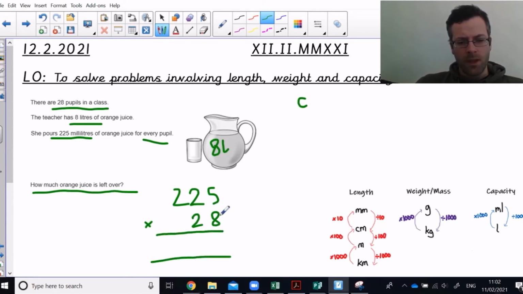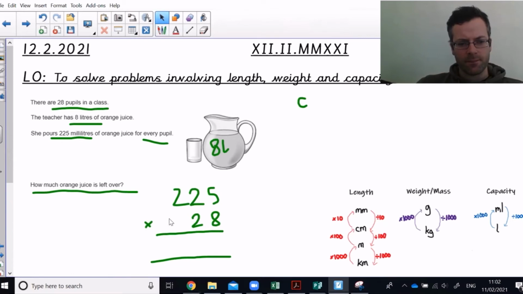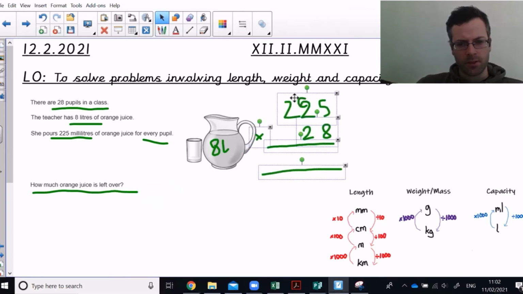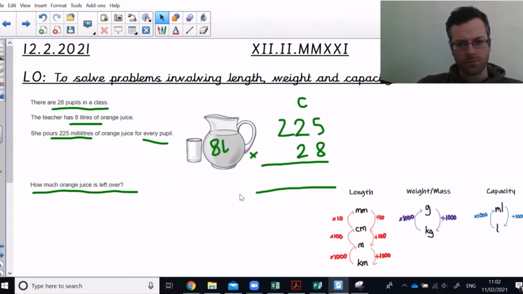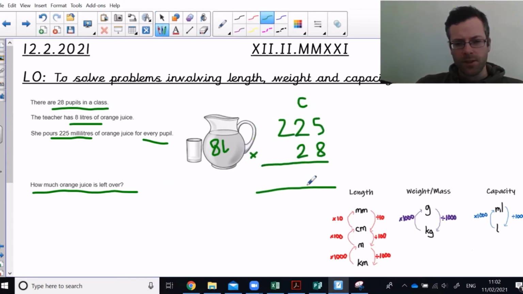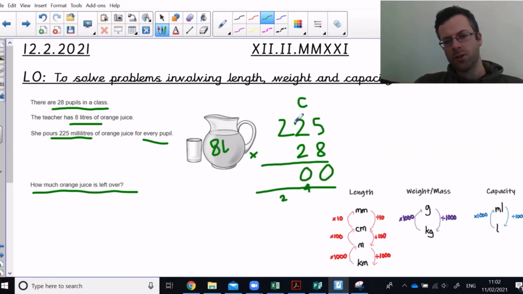Let's give it a go. 8 times 5 is going to be 40. I'm going to run out of space here. Let's drag that up to here. So 8 times that 5 is going to be 40. 8 times those 2 tens is going to be 16 tens plus those 4 tens, that's going to be 20 tens. 8 times those 2 hundreds is going to be 16 hundreds plus those, so that's 18 hundreds.